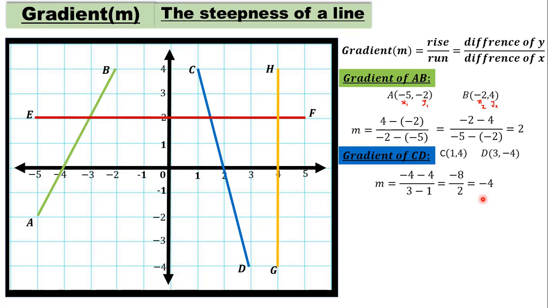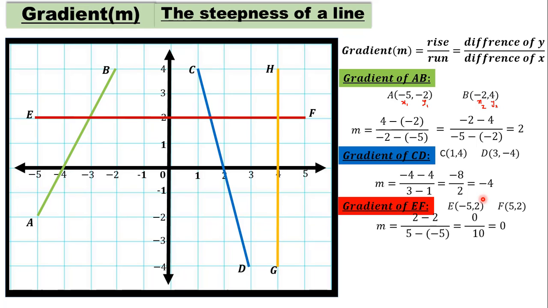Now students, for the horizontal line, which is EF, it has the E vertex (-5, 2) and the F vertex (5, 2). Take the difference of the y coordinates, which is 2 minus 2. Take the difference of the x coordinates, which is x2, 5, and x1 is -5. So 5 minus (-5) will give you 10. 2 minus 2 will give you 0. So the gradient of this line is equal to 0.